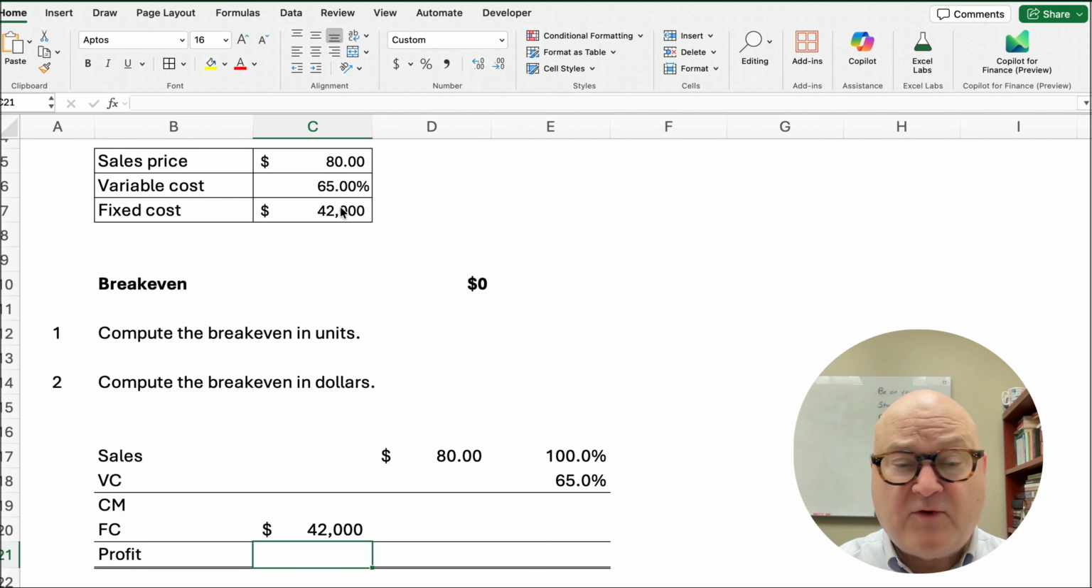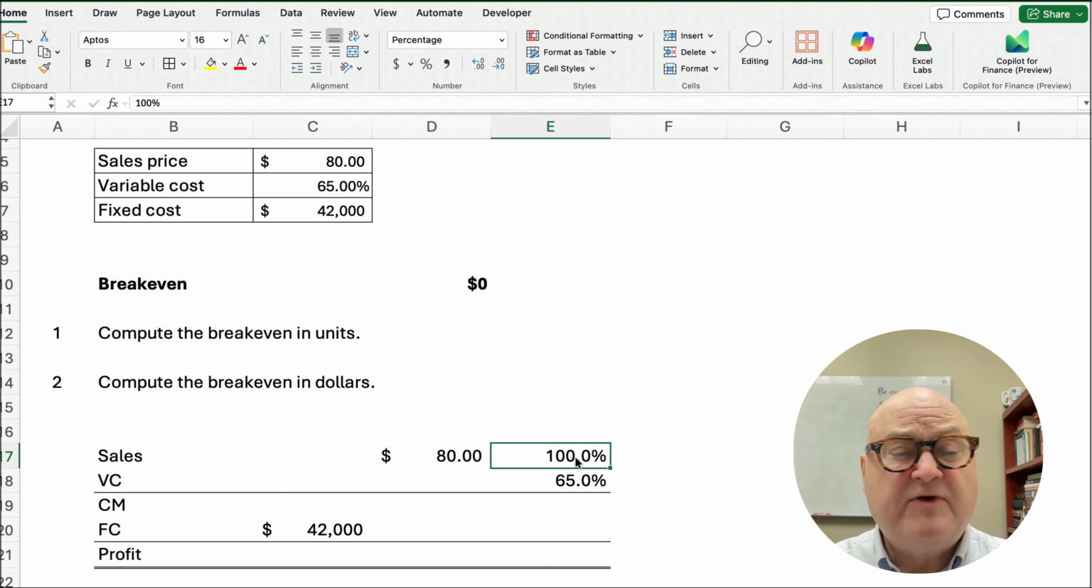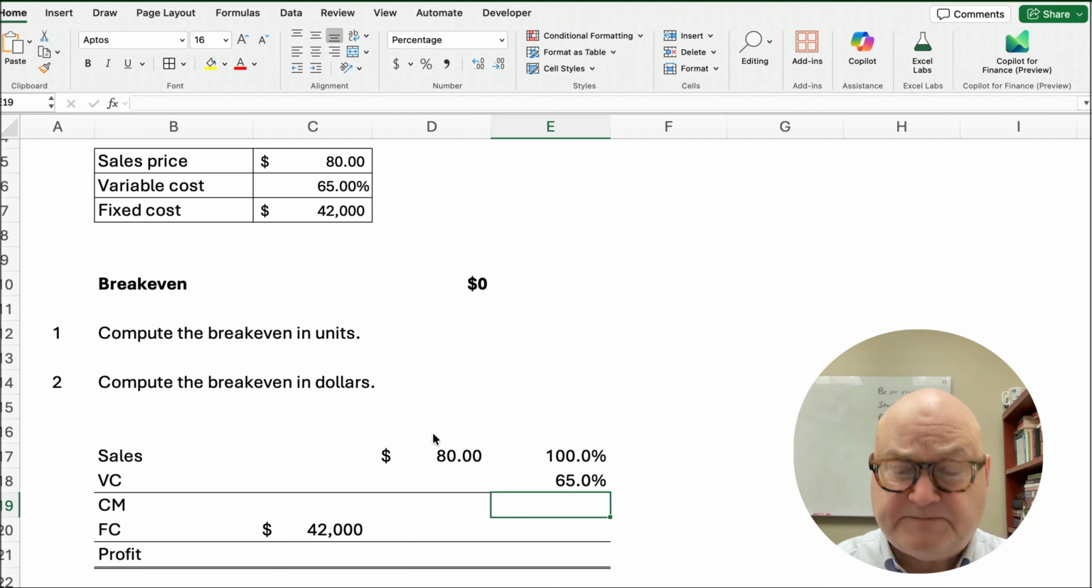So there are three different ways to think about this problem: as total dollars, as per unit, just one, or as a percent. All of them are valid, and you have to think it through and make sure you understand how it all works. So this is all given information. The 100% is kind of assumed, but we just have three items of information. So let's build this and we'll figure out the break-even in units and break-even in dollars.